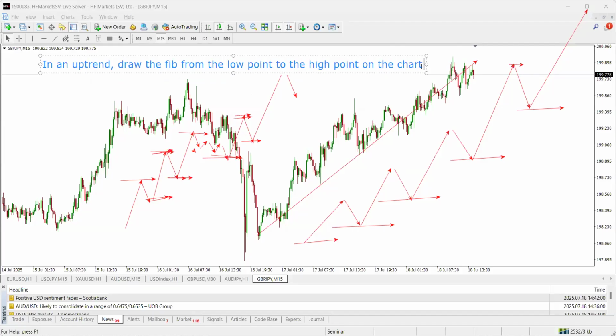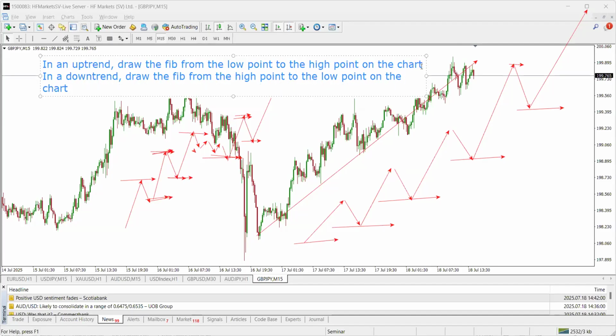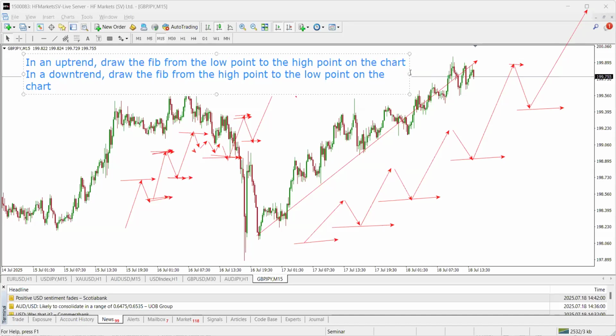In a downtrend, draw the Fib from the high point to the low point on the chart. So I'm going to try that out very quickly. I'm going to show you exactly how that works. I hope you're following me.